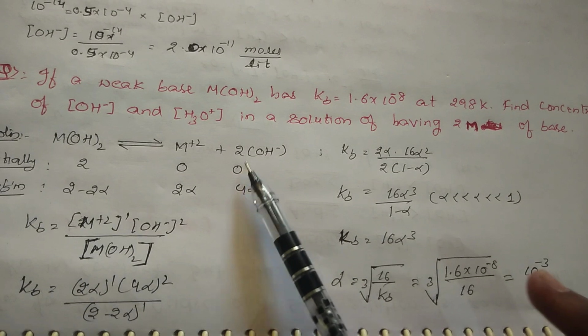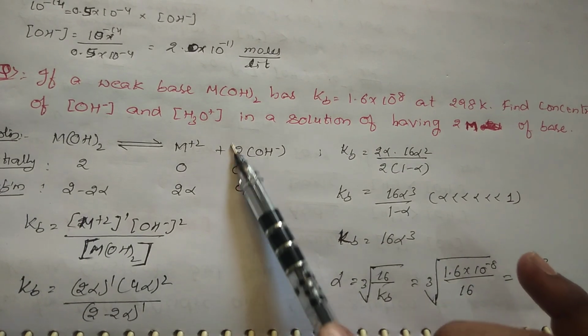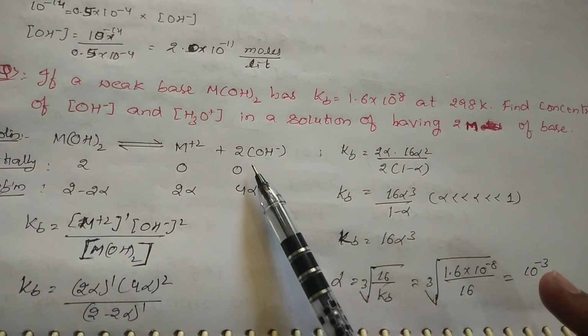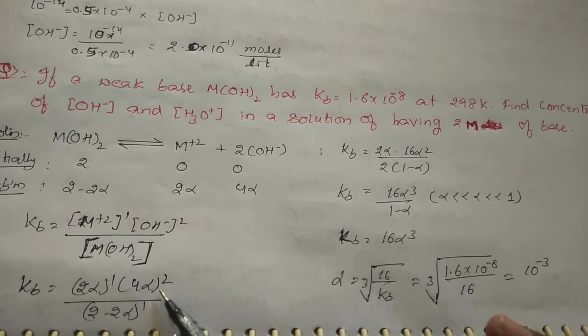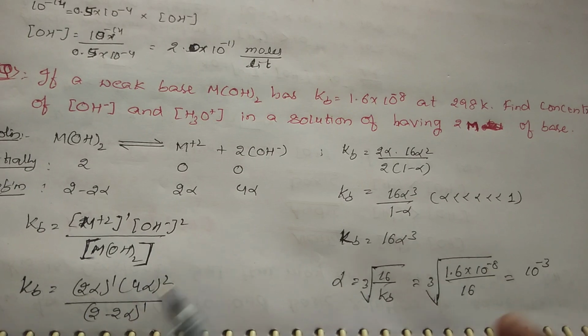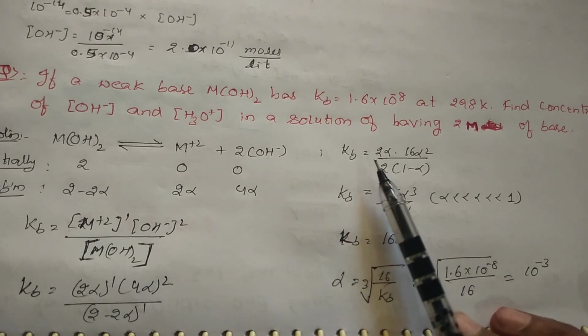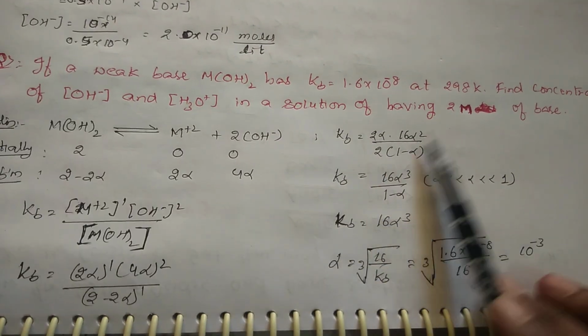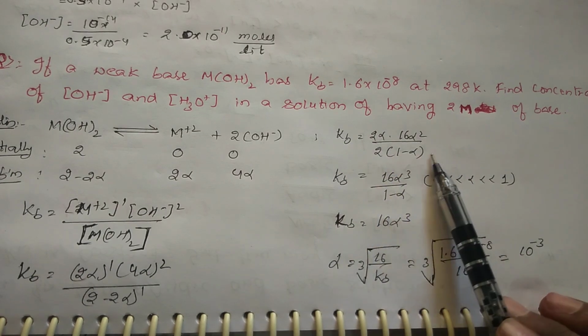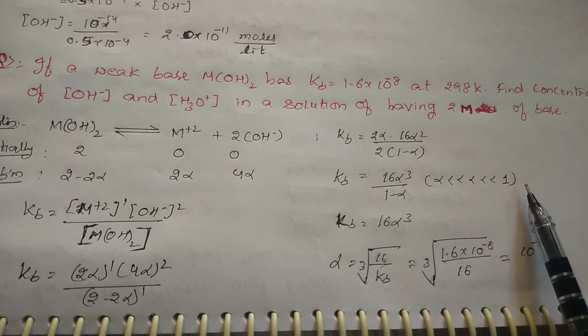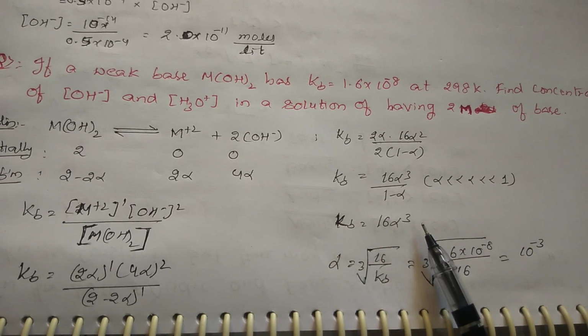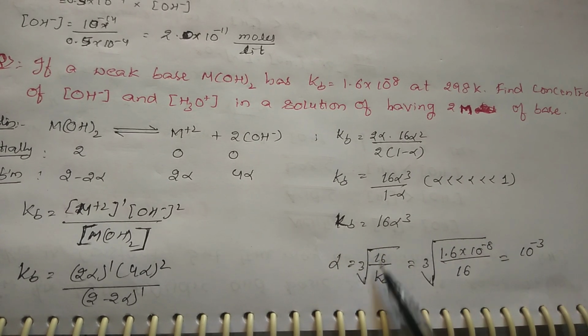See students, this is not monobasic. This is dibasic because you are getting 2 OH minus. So root of Kb by C will not be acceptable here. Here it will be changed because it is square. So 4 alpha square by 2 minus 2 alpha. So Kb will be equal to 2 alpha into 16 alpha square by 2 of 1 minus alpha. 2 will be cancelled: 16 alpha cube by 1 minus alpha. Alpha is very, very less than 1, so Kb will be equal to 16 alpha cube.